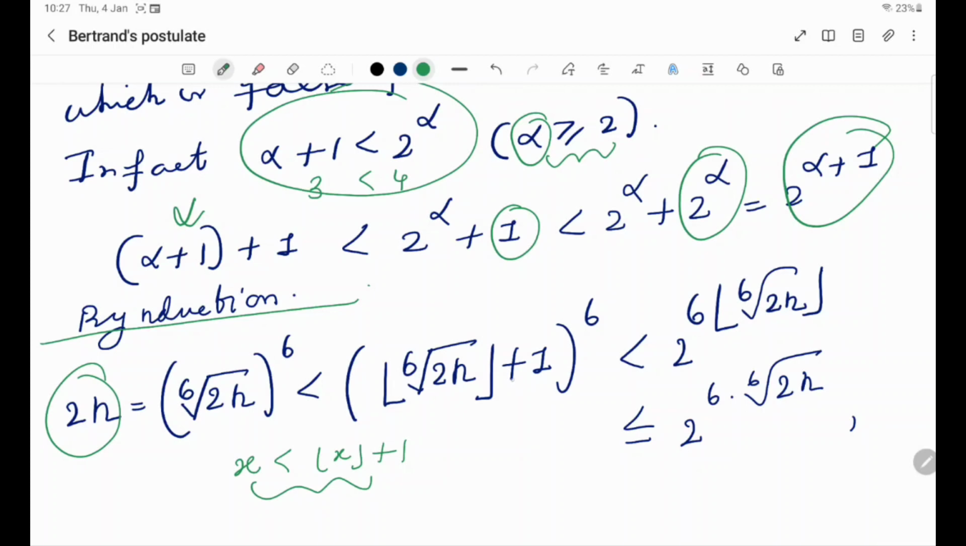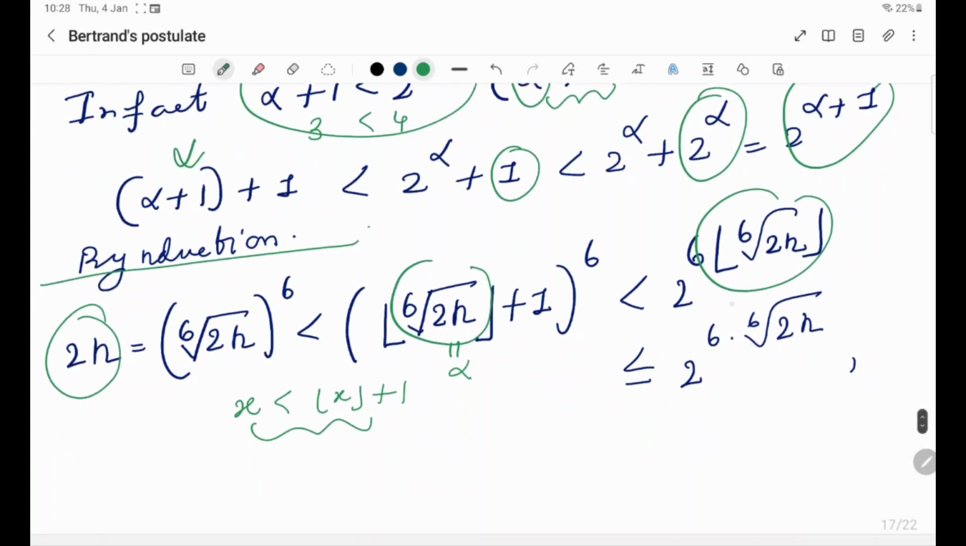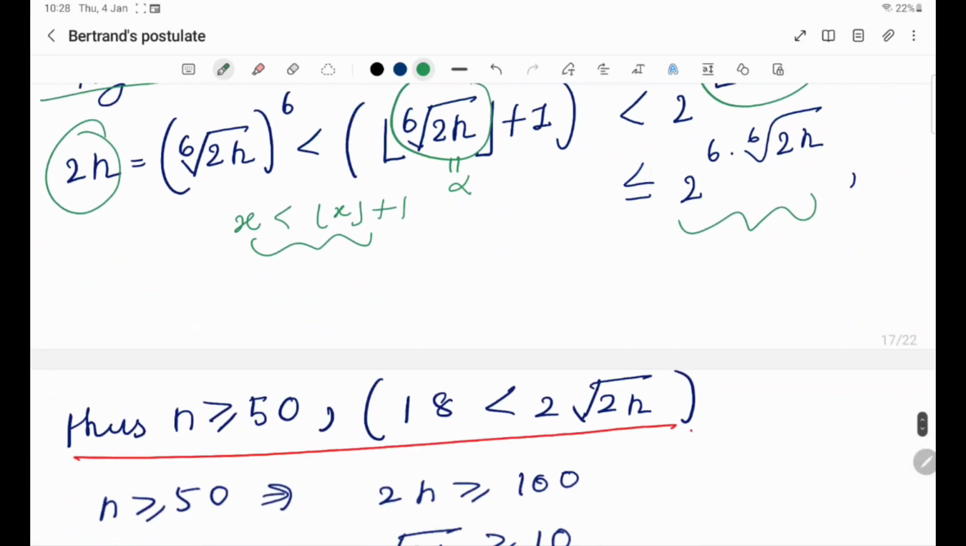Now what we can say, you assume this is alpha, so alpha plus 1 is less than 2 raised to alpha, as we have just proved. So use that idea. It's 2 raised to alpha, right? Okay, and the 6 is there, right? So 2 raised to 6 times the floor of that. And since the floor of x is less than or equal to x, you can replace that. So finally 2n is less than or equal to 2 raised to 6 times the 6th root of 2n. Okay, we get that.